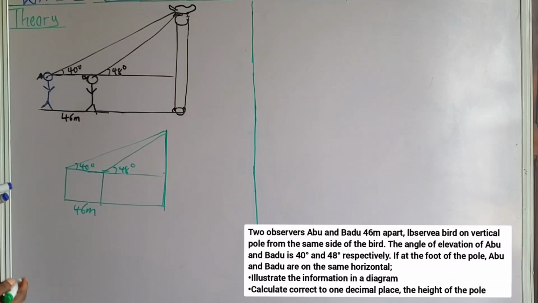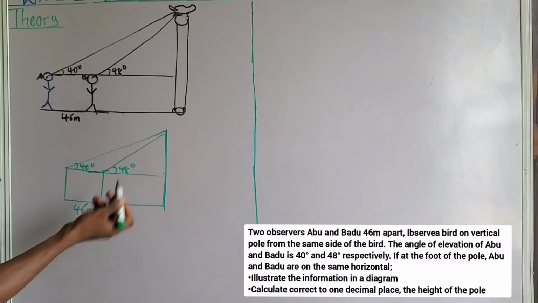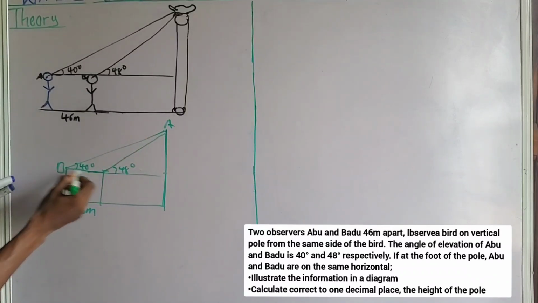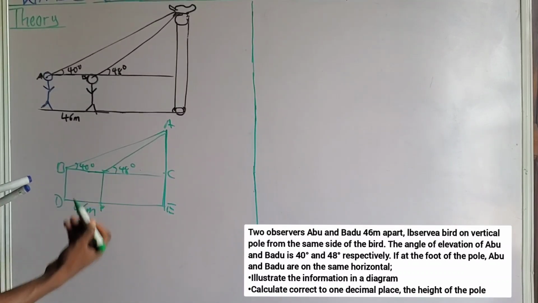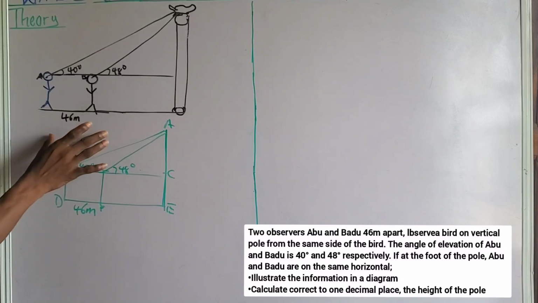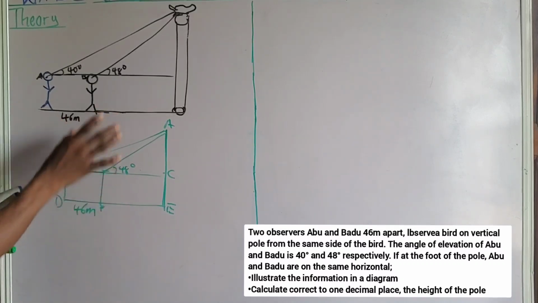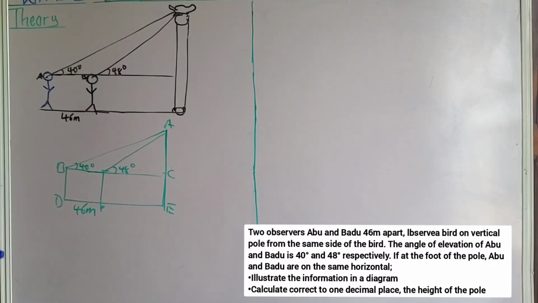So you can still label also A, B, C, D, E, and you can call this place F. Are you seeing it now? I just illustrate it here to help you understand that the diagram here is the same thing. Now that is the first question. We have to illustrate the information in the diagram. So we are done with the first question.